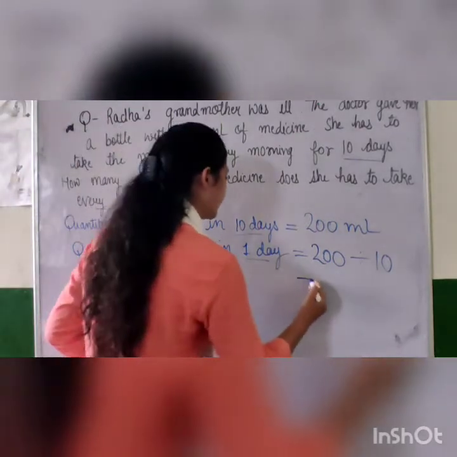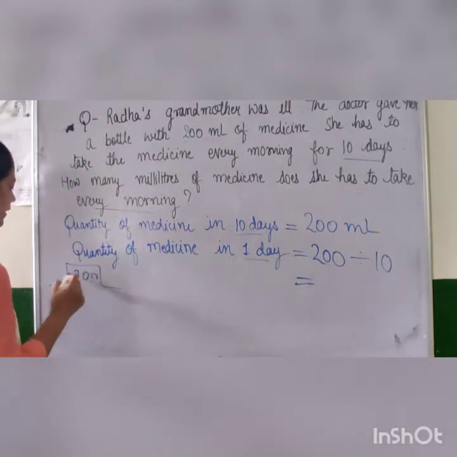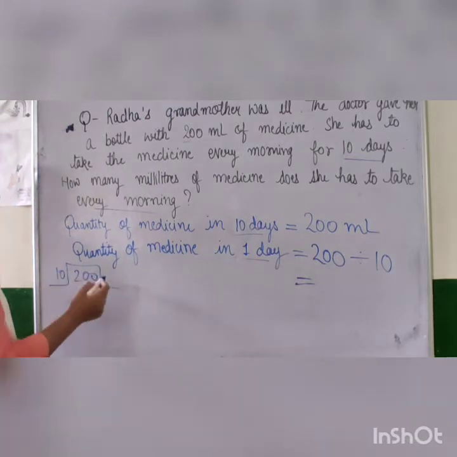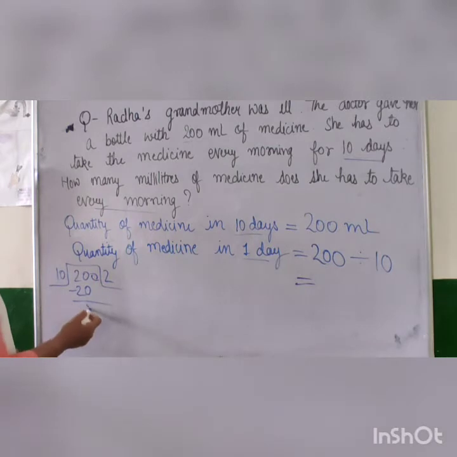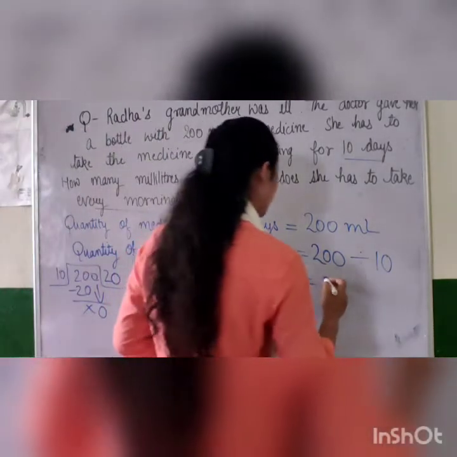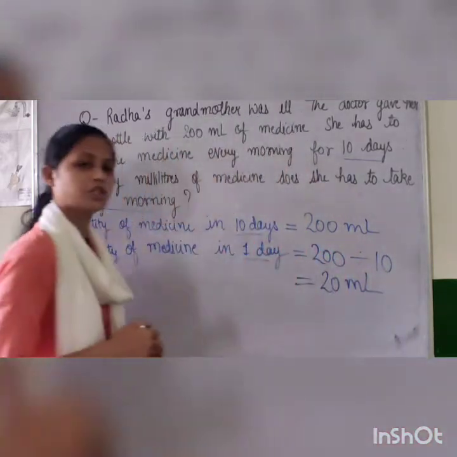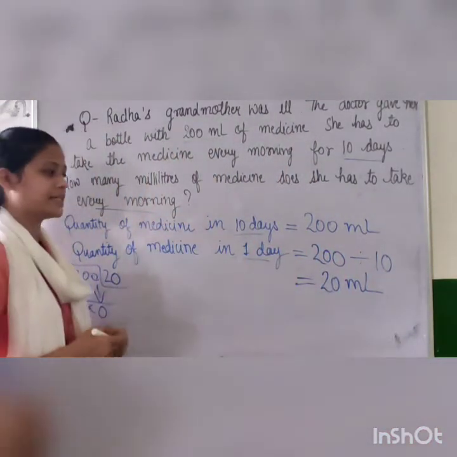So let's divide it. 200 divided by 10. 10 into 2 is 20. If you subtract, this will be 0, and this 0 is left over here. So 0 cannot be divided by 10, so we will put 0 also here. So this will be 20. It means 20 ml of medicine she is taking in one day.